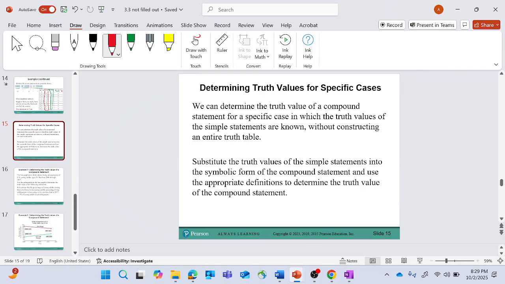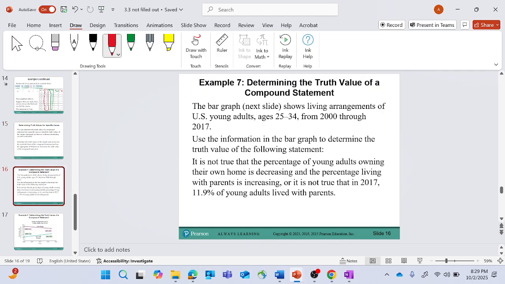So, determining truth values for specific cases. We can determine the truth value of a compound statement for a specific case in which the truth values of the simple statements are known. Without constructing the entire truth table, substitute the truth values of the simple statements into the symbolic form of the compound statement, and use the appropriate definition to determine the truth value of the compound statement. It's just saying, figure out the truth value of the simple stuff, put it together and see if it's all going to be true together.